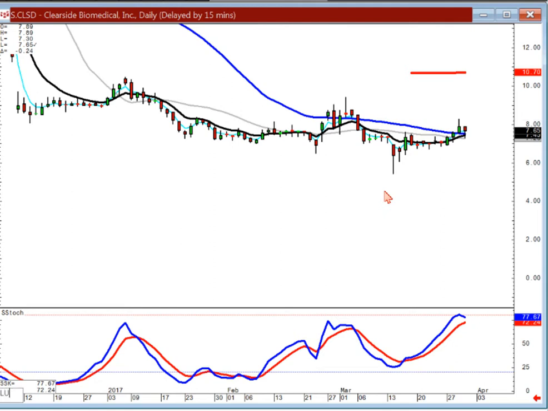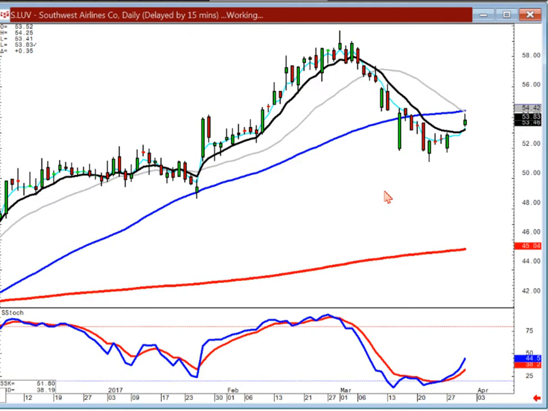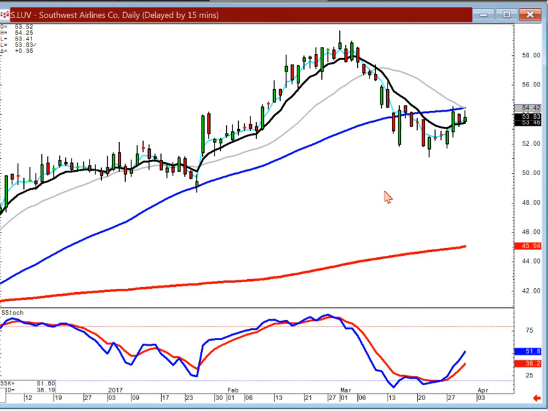Southwest, if you're long, stay long. It needs to stay above the T line. If I was buying it right now, I'd wait for it to get back up through the 50.